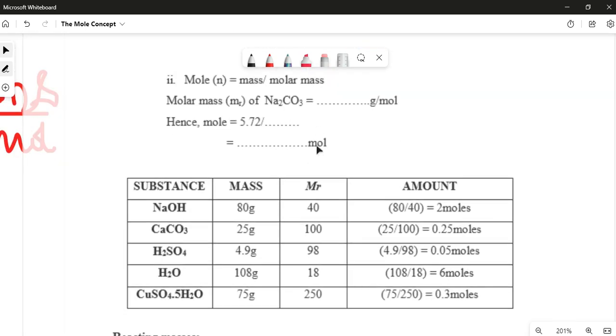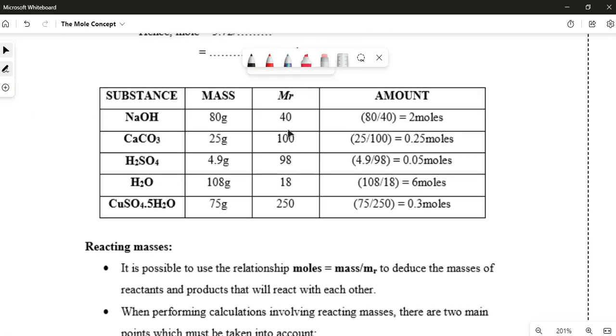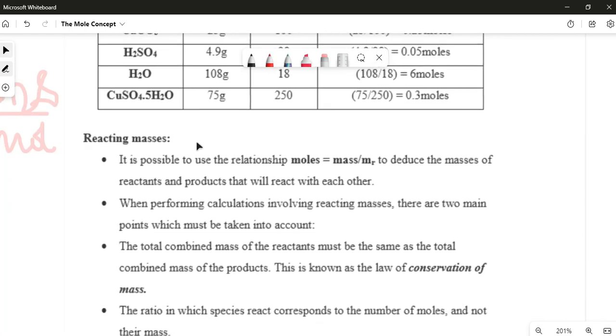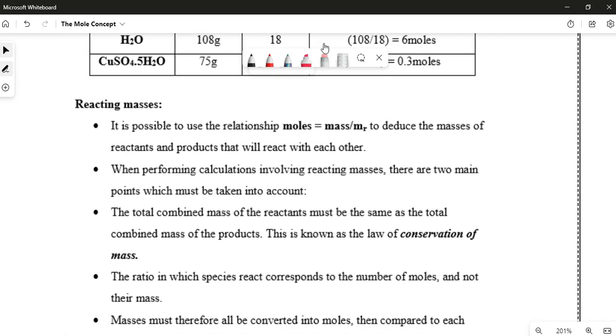So this is it. Substance, mass, and MR. We have our substance NaOH, its mass and MR. What you do is the mass over MR, so that becomes 80 over 40. That gives us 2 moles. So that's how you basically find the moles. Hope that's clear.